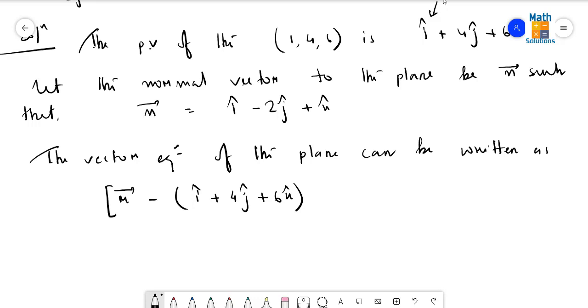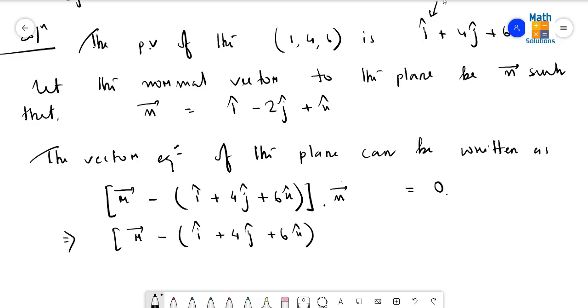This should be written within bracket, then after dot vector n should be written, that is equal to 0. So after this I shall write what? Vector r minus i cap plus 4j cap plus 6k cap dot, in place of vector n we can write what? i cap minus 2j cap plus k cap, that is equal to 0. So this is the required vector equation.